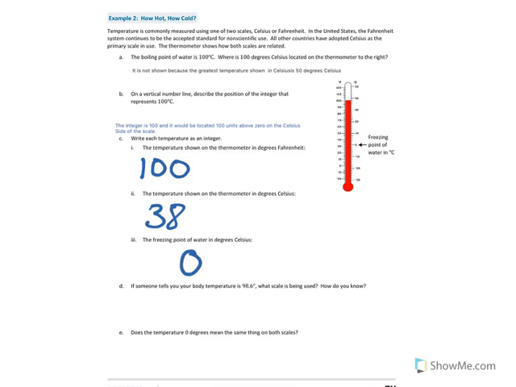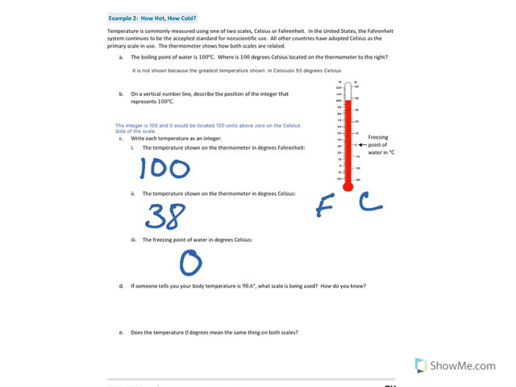Okay, moving on. If someone tells you your body temperature is 98.6 degrees, which scale is being used? Looking over here, remember you have Fahrenheit on one side and Celsius on the other, and they say your body temperature, so you go to the nurse, and the nurse takes your temperature and says you are 98.6 degrees. Which scale is being used? Fahrenheit or Celsius?